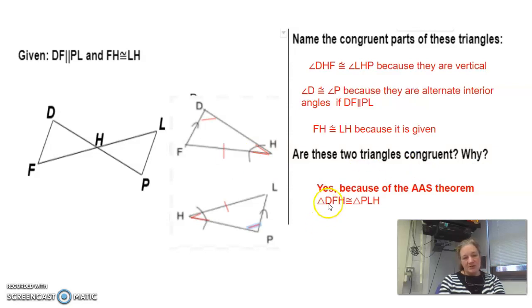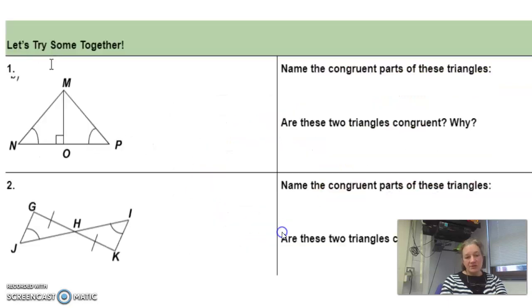And then I put the letters in the same spot. D has the flat tick mark, P has the flat tick mark, F is blank, L is blank, and H both have the same mark. So that's why the letters go in those orders. Not only are the triangles congruent, but the corresponding parts are congruent.